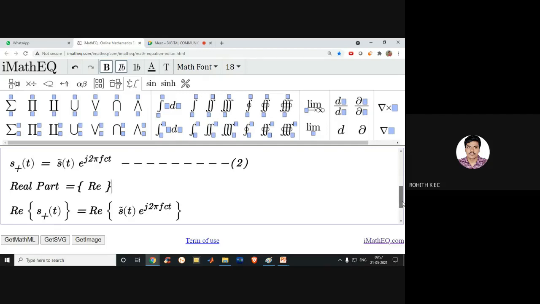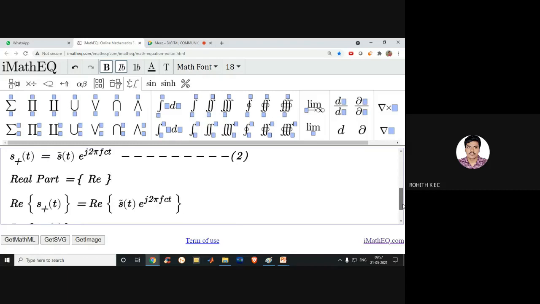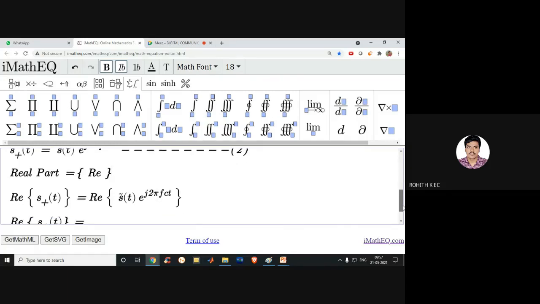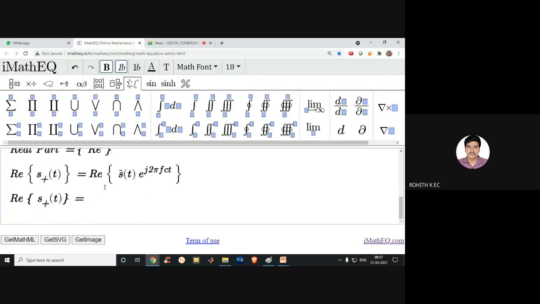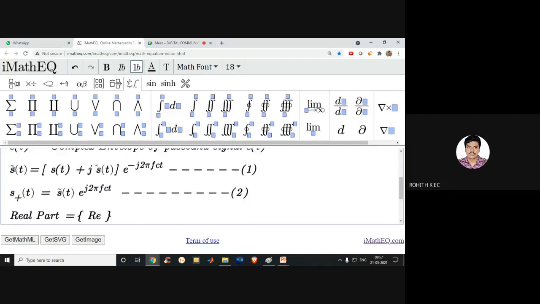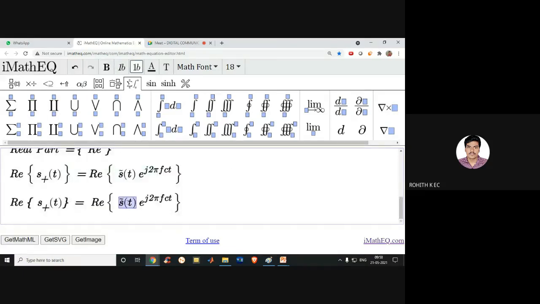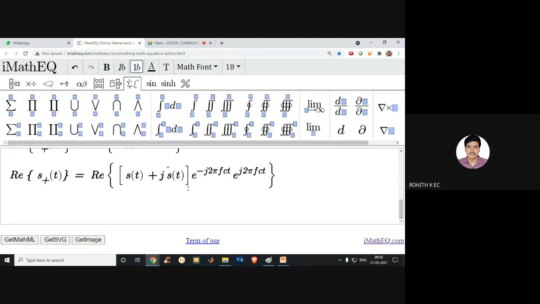Okay, so this is the real part. Now I will try to compute the real part of S plus of t. I'll copy this and paste it here. And here, what is S tilde of t? From equation 1, I know S tilde of t is S of t plus j into S cap of t into e power j 2 pi fct. I'll copy this and paste it in the place of S tilde of t. I'm just substituting S tilde of t.